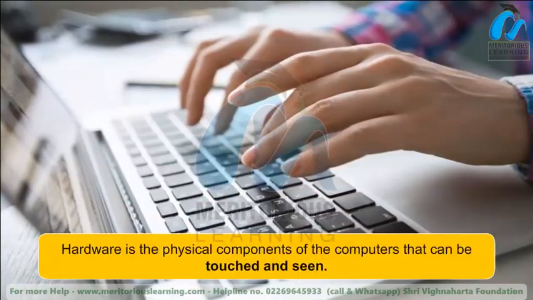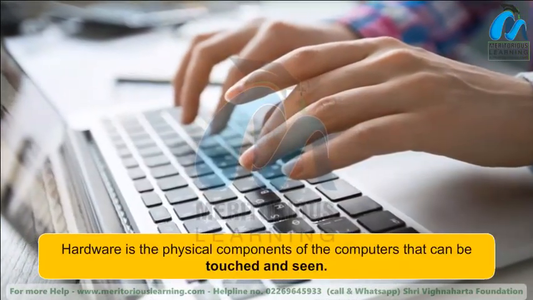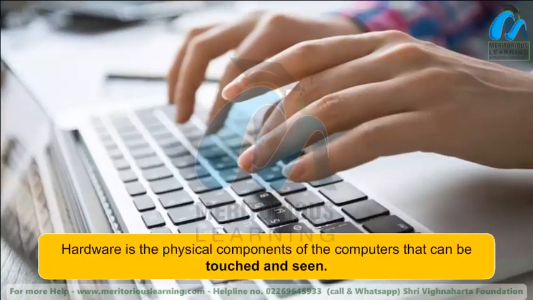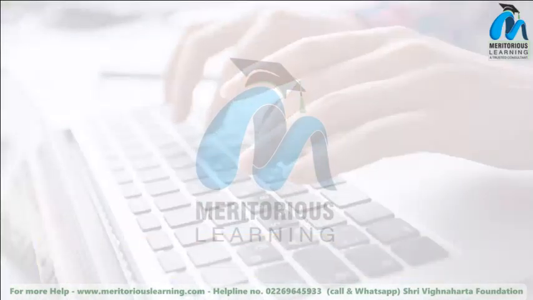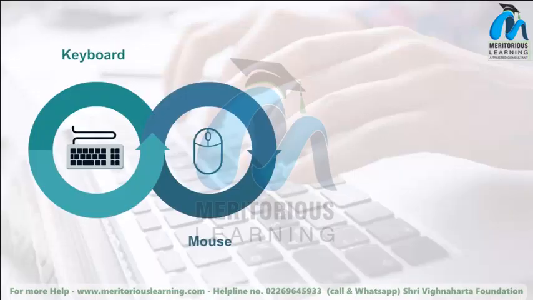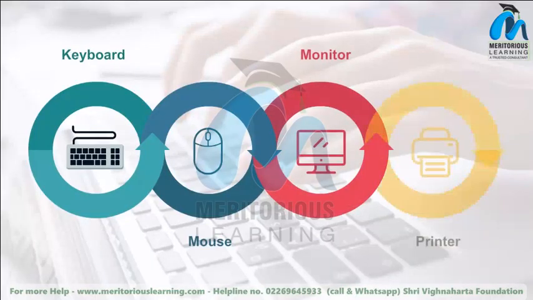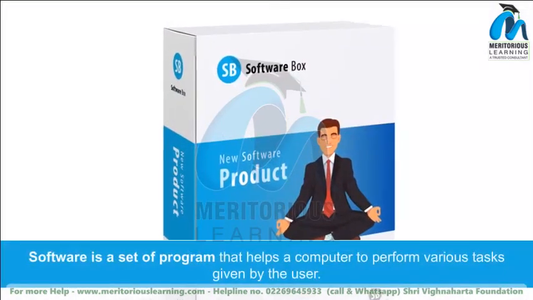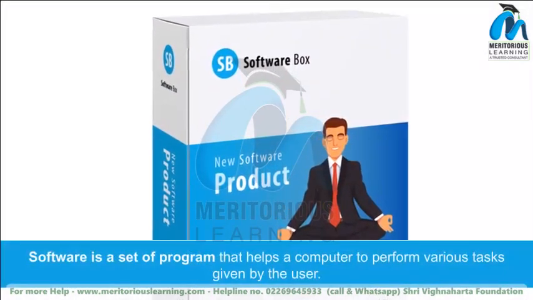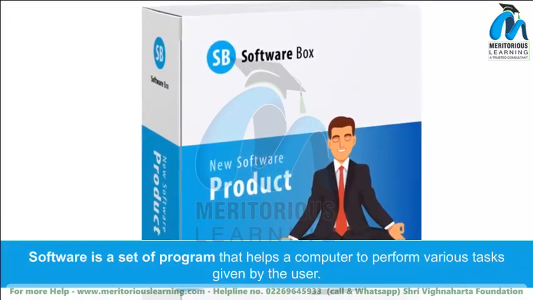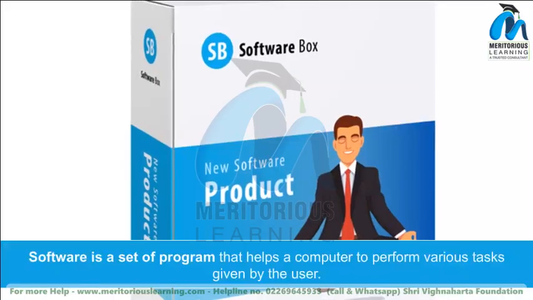Hardware is the physical component of the computers that can be touched and seen. For example, keyboard, mouse, monitor, printer, etc. Software is a set of programs that helps a computer to perform various tasks given by the user.